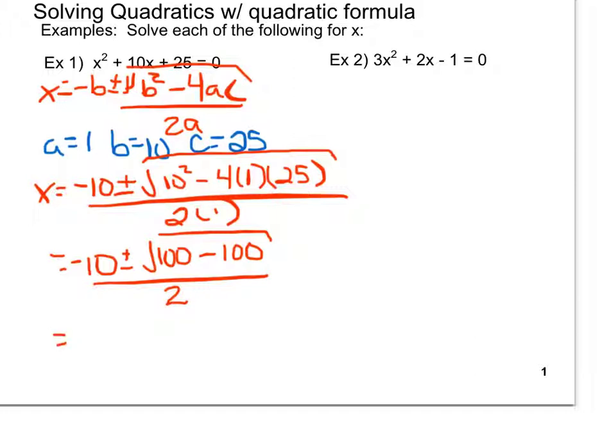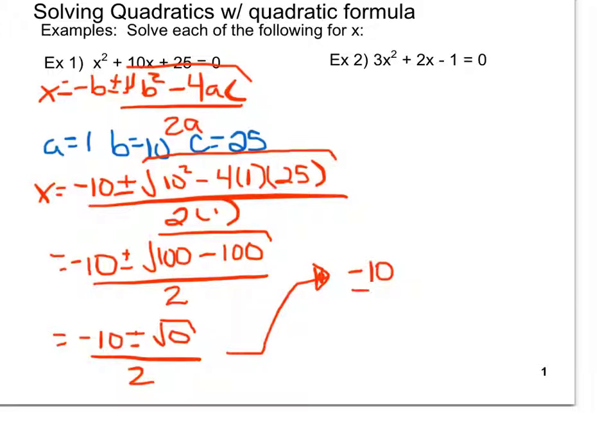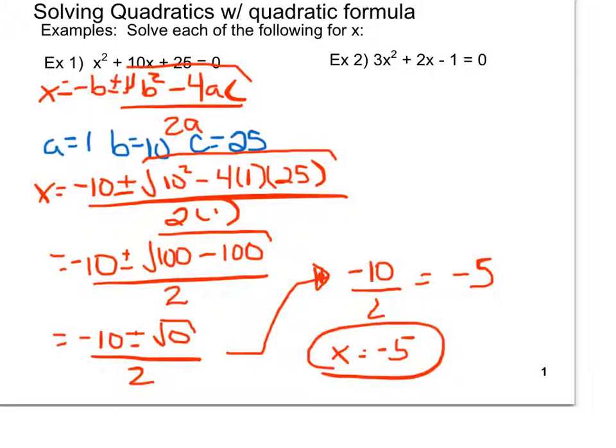Notice I'm just doing order of operations, so working within my radical, I now have negative 10 plus or minus the square root of 0, all over 2. The square root of 0 is just 0, so moving up here as I run out of room, this leaves me with negative 10 plus or minus nothing. Negative 10 over 2 then gives me an x value of negative 5. So I have solved the quadratic equation. Notice that this did only have one solution. My one solution was x equals negative 5.